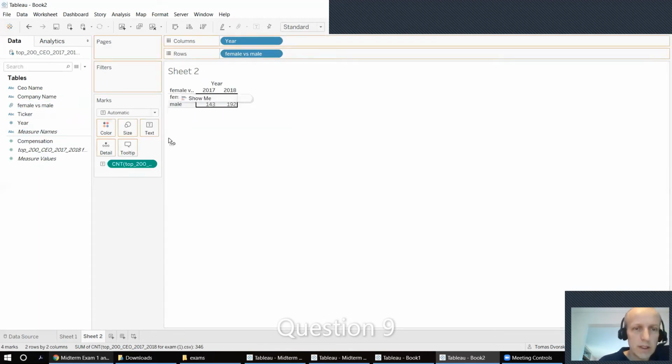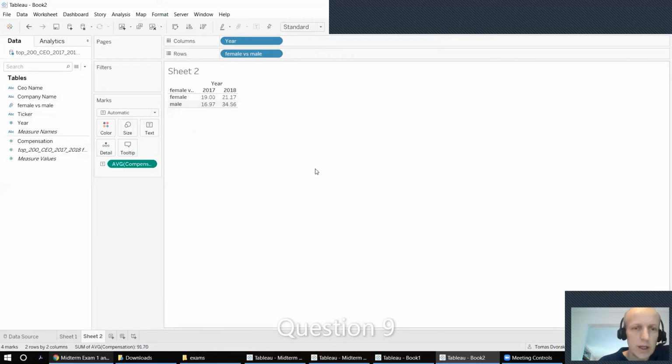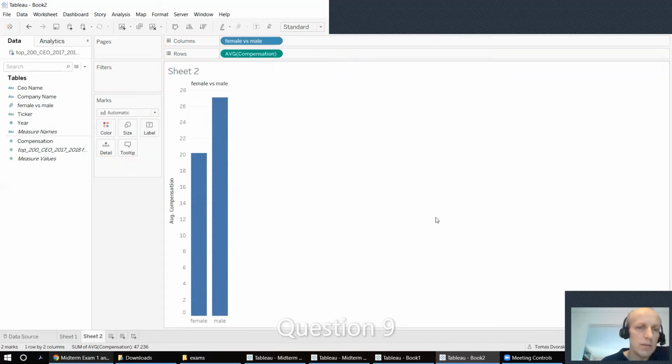So we're going to take compensation, and let's actually put that in the table. Average compensation. So let's change that to average. And actually, you know what? Let's make that a bar. I don't think we're asked to do it by year. We're just asked to do it male by female. Create a bar chart showing the difference between average salary of a female CEO over the 2 years compared to that of a male CEO. So we've got 27 million average compensation for male, 20 million average compensation for females.